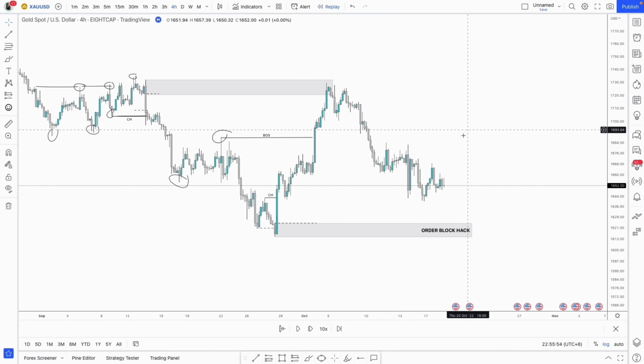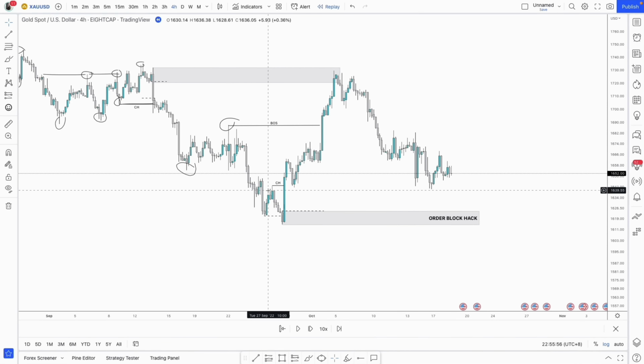The problem with this is that the banks, the algorithm that controls this market, the Federal Reserve, whatever you want to call them, are the ones that initiated all of the sell orders inside of here. Whilst price is unmitigated, which is when price hasn't yet come back to the level, that is unmitigated. When price goes back to the level, it has mitigated.